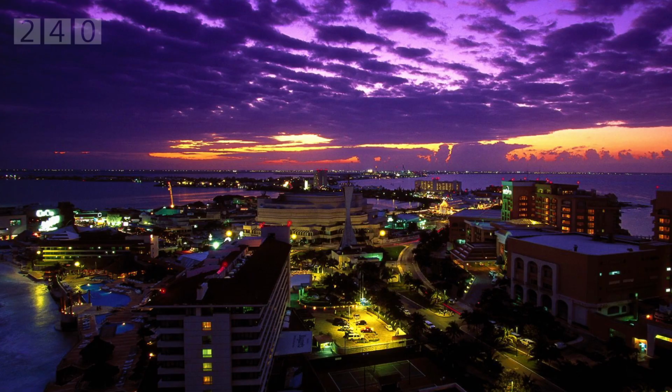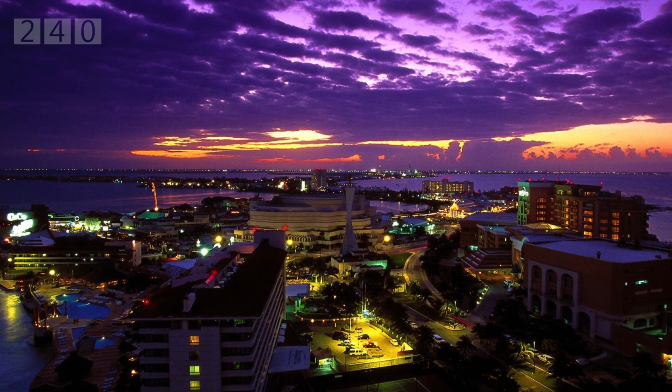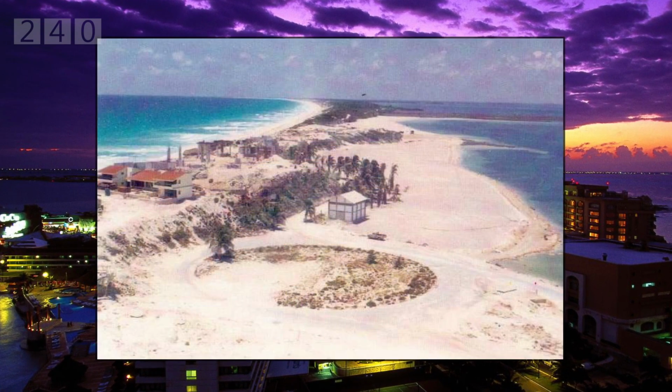Welcome back. With its pristine beaches, thriving nightlife and tropical lagoons, Cancun is one of tourism's top destinations. But what impacts does this level of tourism have on the environment? Amy Van Lint reports.